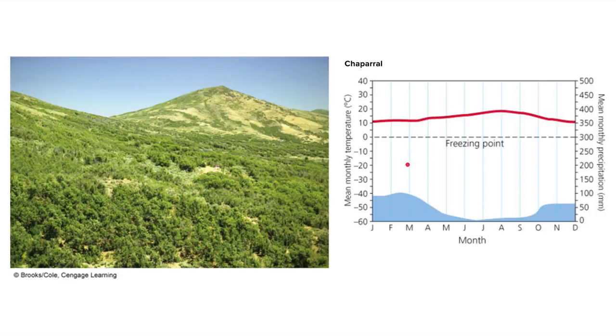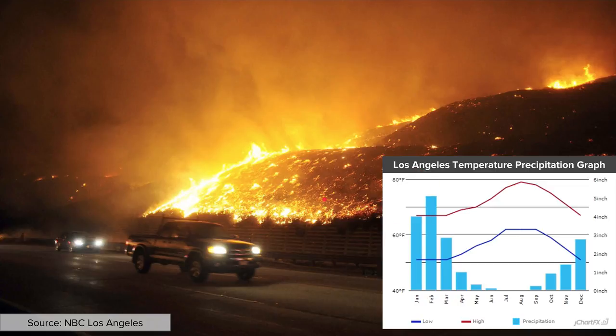If you look at this picture right here, this is the Los Angeles wildfire that's happening right now as we speak, early December 2017. And if you look at the Los Angeles temperature graph, you can see the summer months are very, very dry, and even the high precipitation months like January and February only have about 5 inches total, so it's really dry.